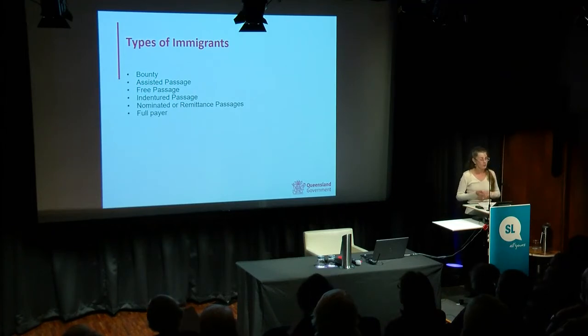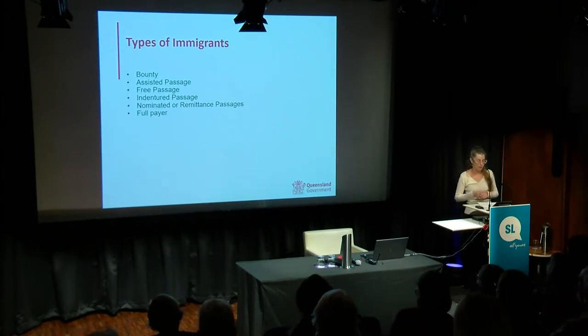So the types of immigrants. There were a few. There were bounty immigrants, that was in the very early system. The assisted passage immigrants, free passage, which means you didn't have to pay anything up front. Indentured passages, so they're like your trade apprentices and other trades. Nominated or remittance passengers, which is almost the same thing, and then you've got your full payer.